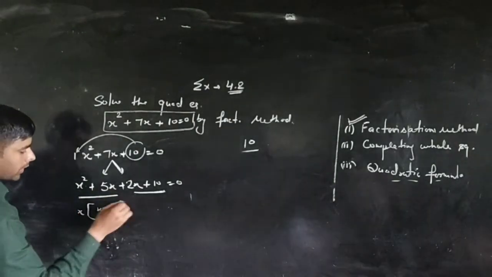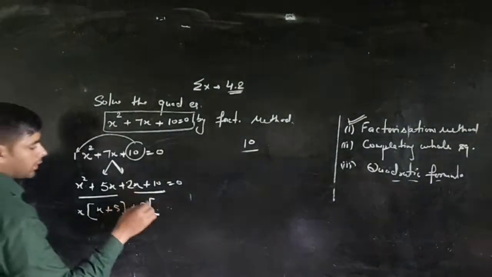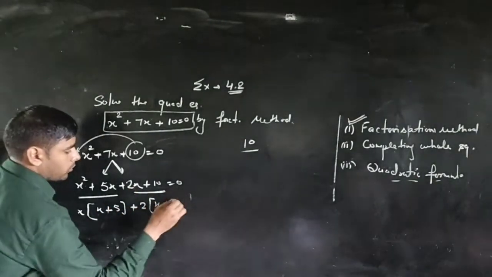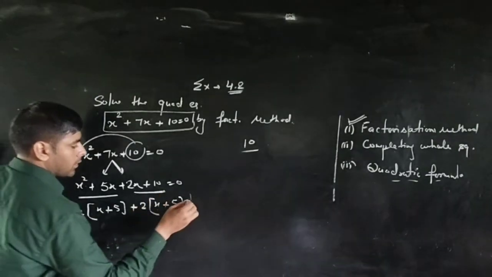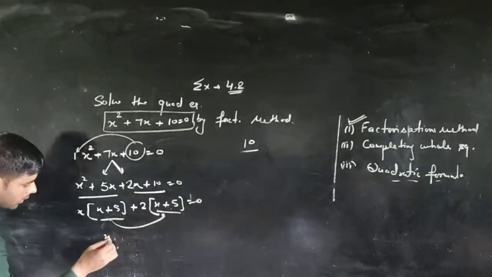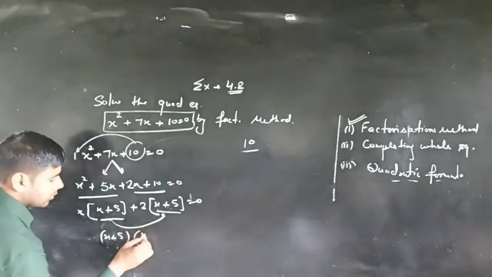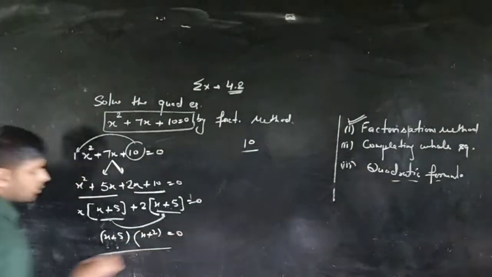Here 2 is common. So 2 is common. Here x plus 2 times 5 is 10, equal to 0. Now x plus 5 is common from here. X plus 5 is common, and here x plus 2, and here x plus 2 equal to 0.